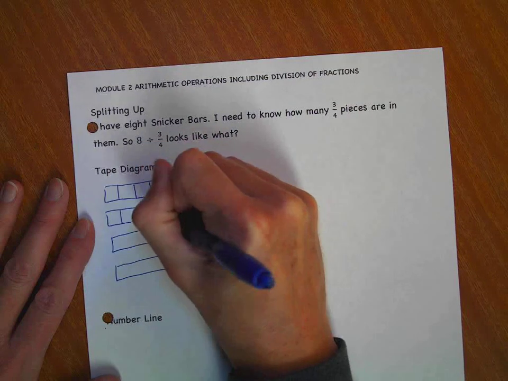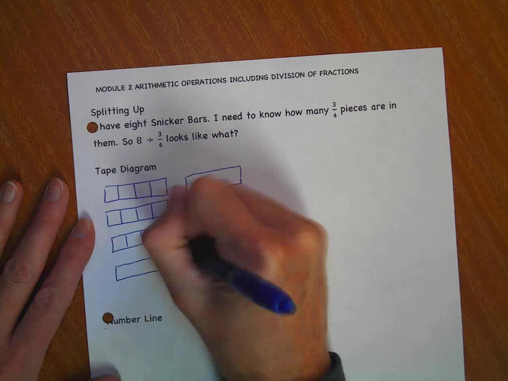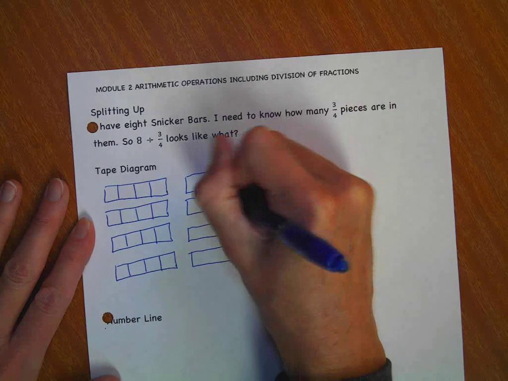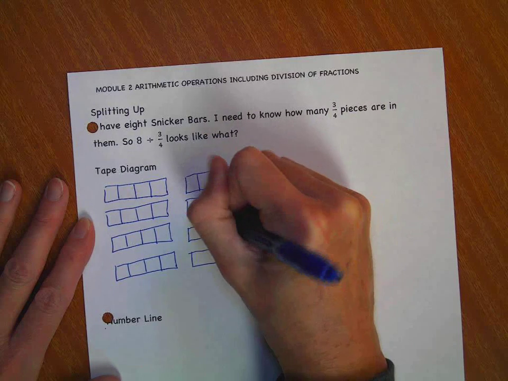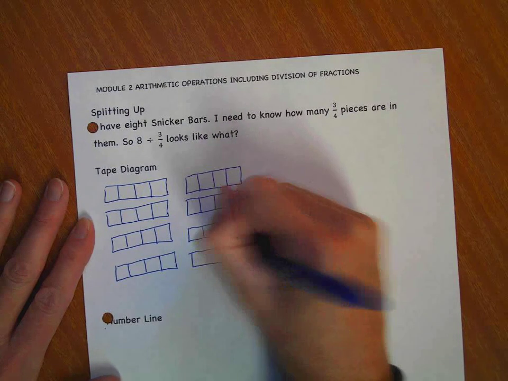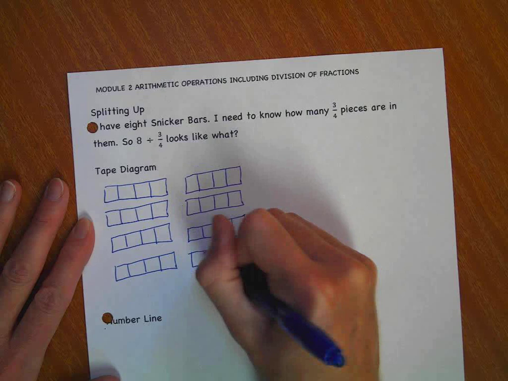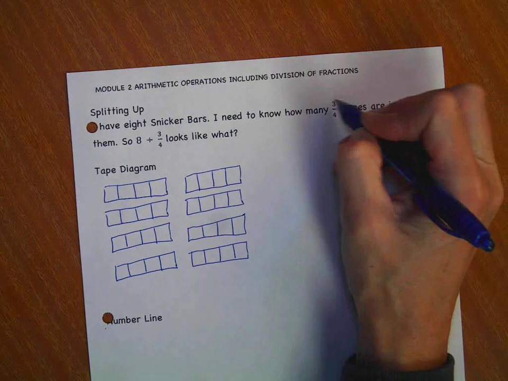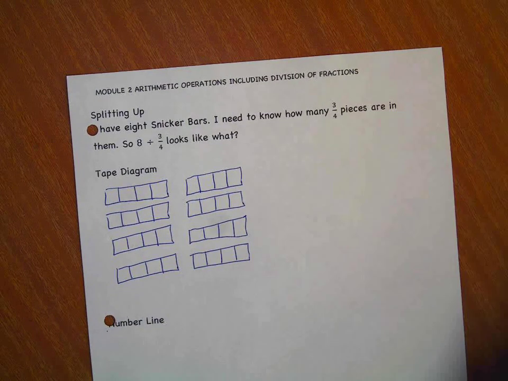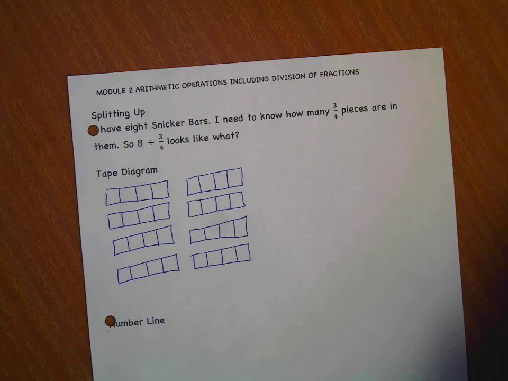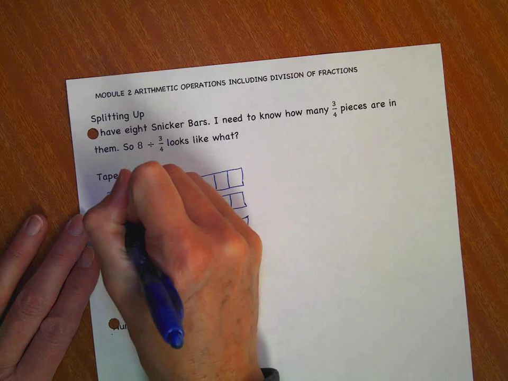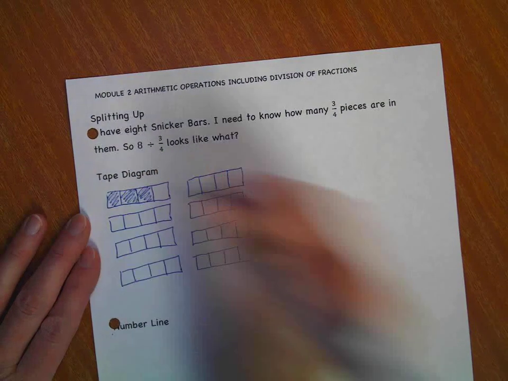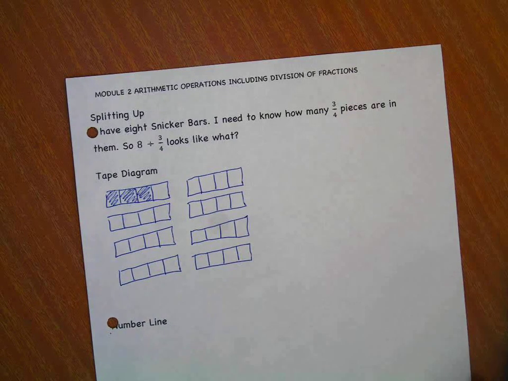So the first thing we have to do is divide these into fourths, right? So I'm very carefully taking each Snicker bar and cutting it into fourths, just like this, trying to keep them as equal as possible. And then it says how many 3/4 pieces. So that means that I'm going to go 3 out of the 4, and that would count as 1. So 1, 2, 3. So that's 1.